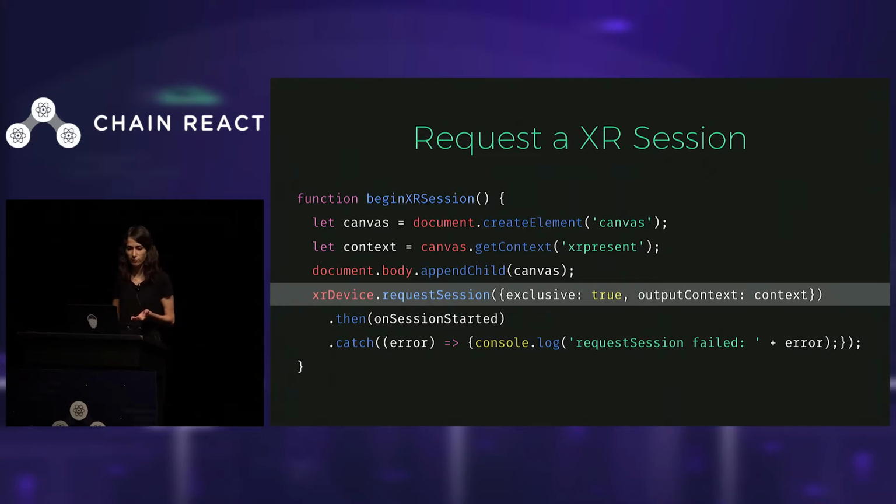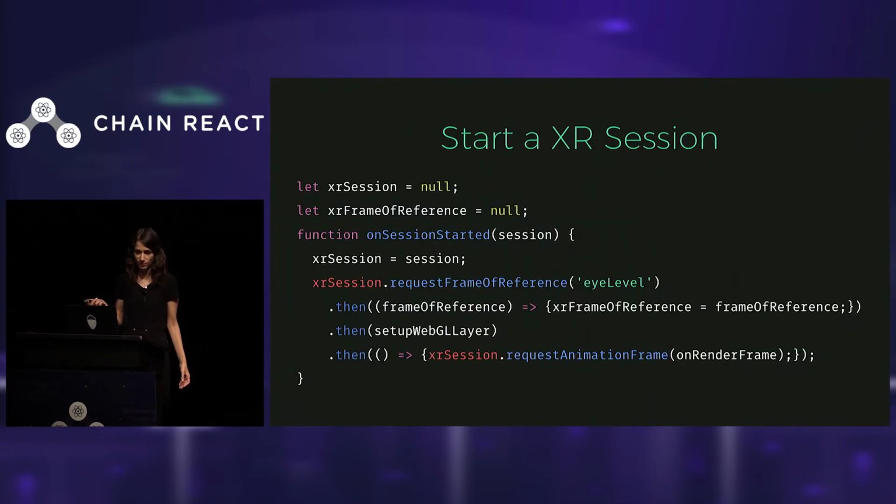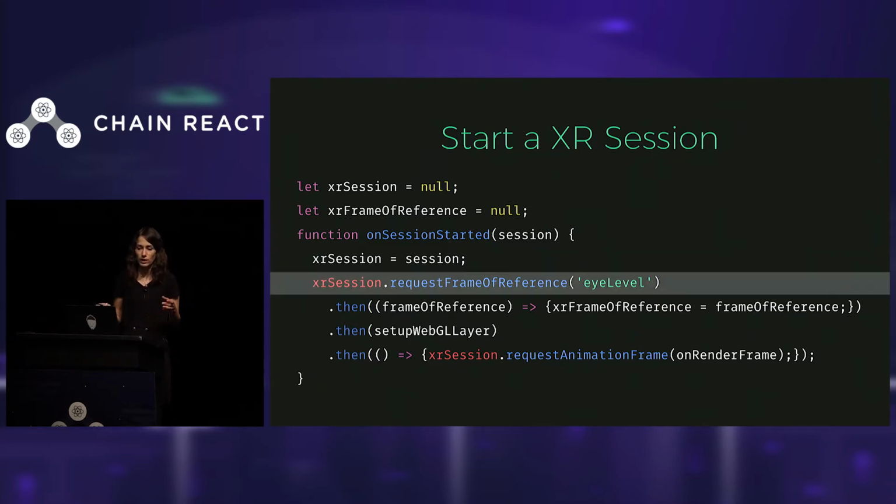And this promise gets resolved with an XRSession object, an object we can use to get the device's pose or information about the user's environment, and then present images to the user. We use the session to initialize everything before we start the render loop. So the first thing we do is request a frame of reference.